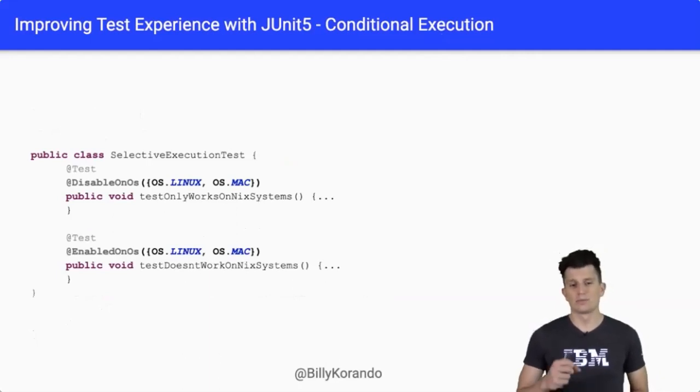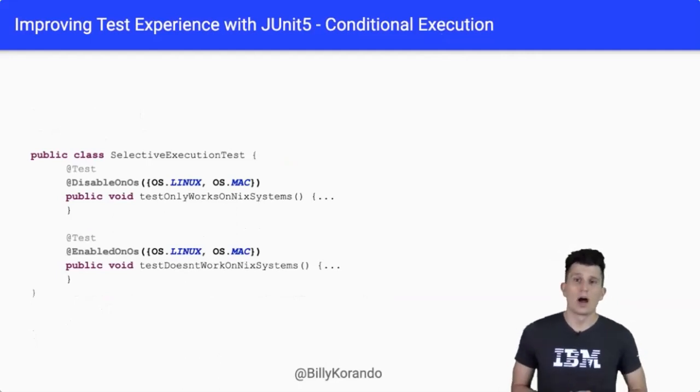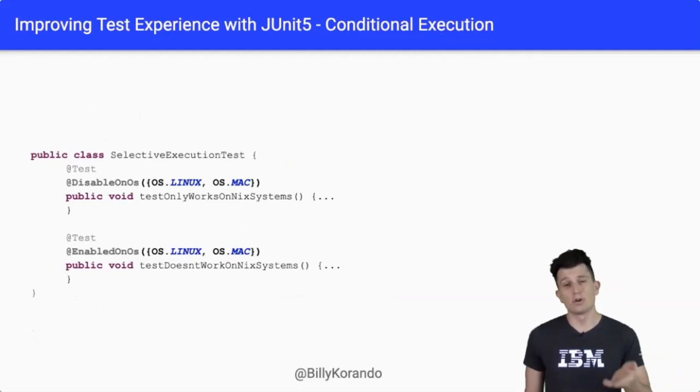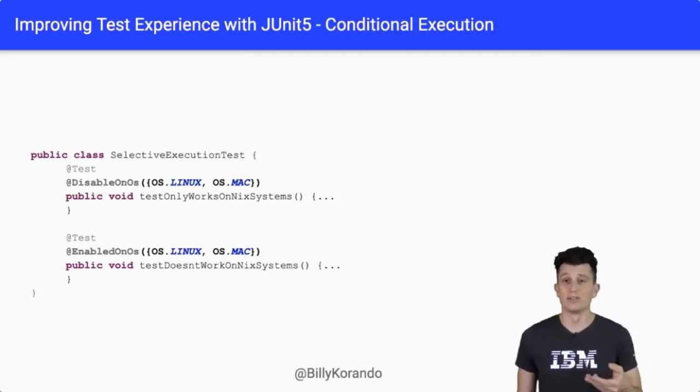Finally, for just some kind of improvements on existing behavior, JUnit 5 offers significant improvements to conditional test execution. So in this example, I have a couple of test cases that are conditionally either enabled or disabled based upon the operating system. In this case, I have a test that's disabled if the test is being run on a Linux or Mac system, and another test that's enabled if it's running on a Linux or Mac system. This is just one example.